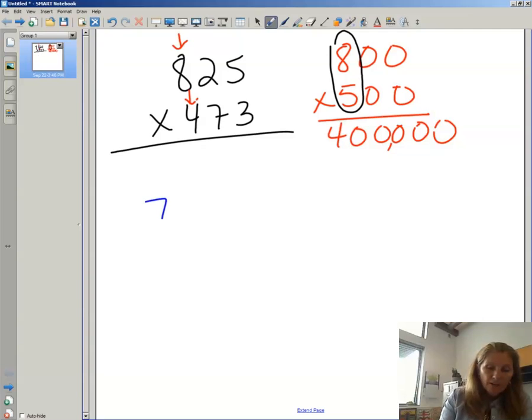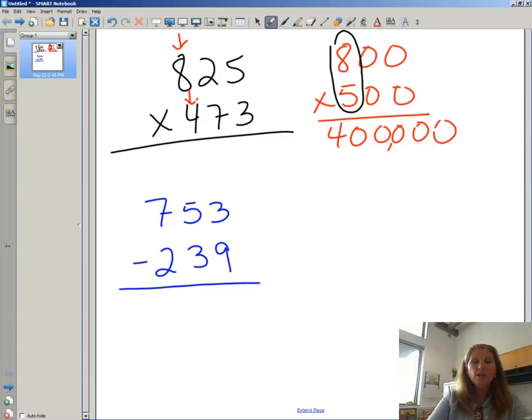Let's say I have 753 minus 239. Again, I'm rounding these to the hundreds. This is in the hundreds place, and this is in the hundreds place. Again, these are not the exact problems you're doing on the practice, but they're very similar so that you can follow along. The top one needs to be rounded up because looking one to the right, it's 5, and the rule is if it's 5 or higher, we go up.